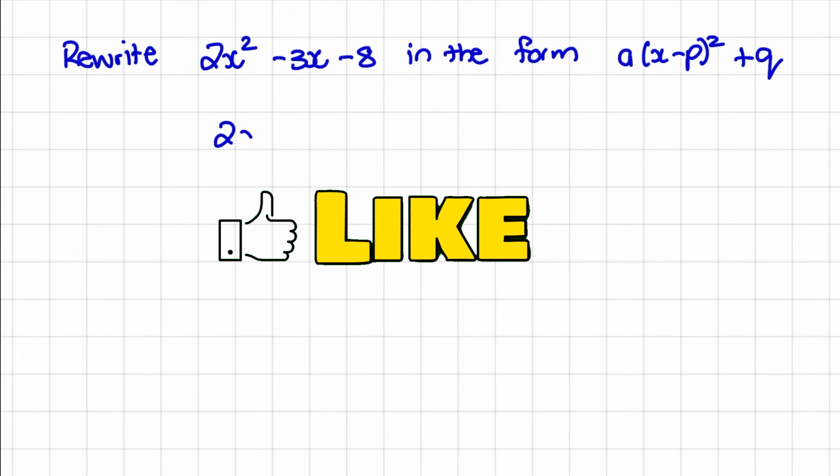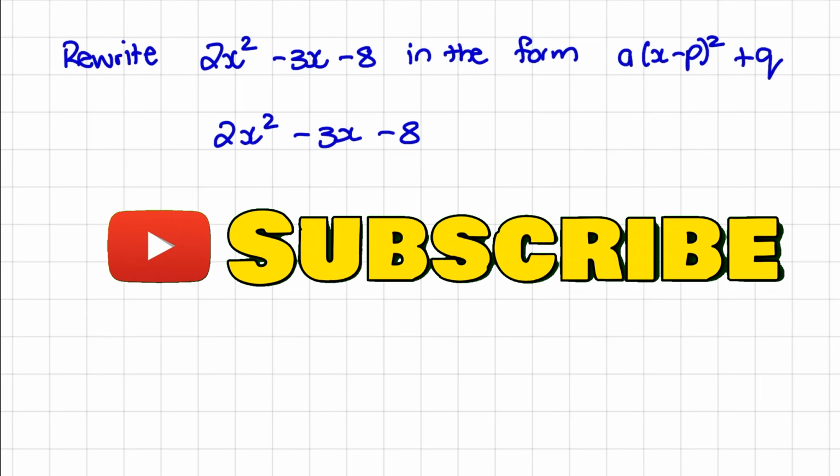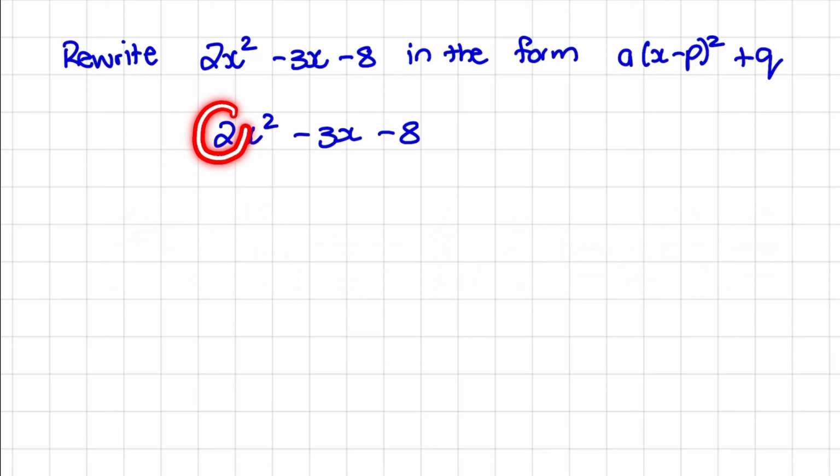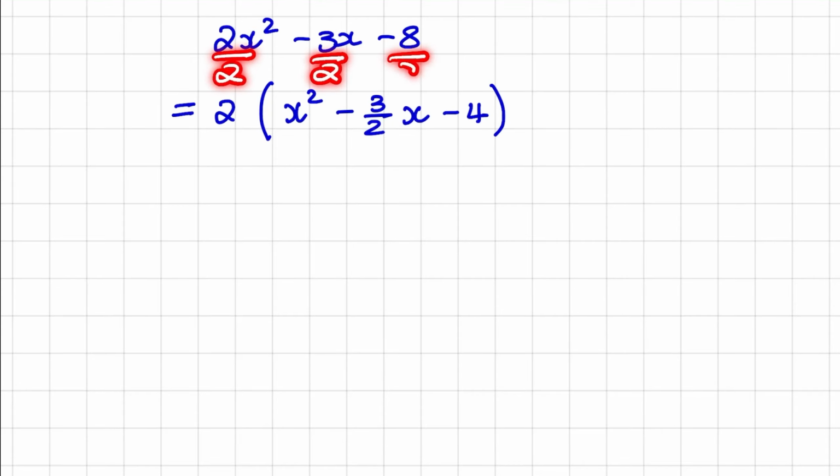So we have 2x squared minus 3x minus 8. And we identify a is equal to 2. So let us take out a common factor of 2. That will lead to 2 times x squared minus 3 over 2 x minus 4. So remember, when I take out a common factor, I'm basically dividing each term by that factor. And that leads to this expression.